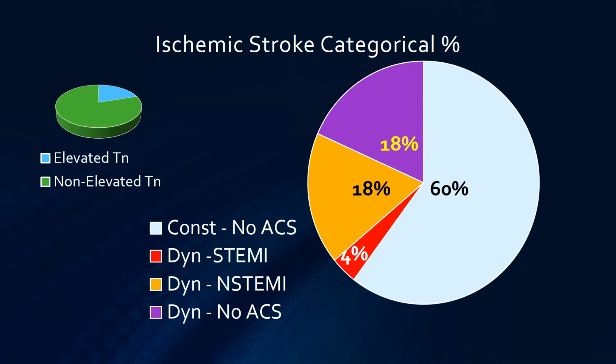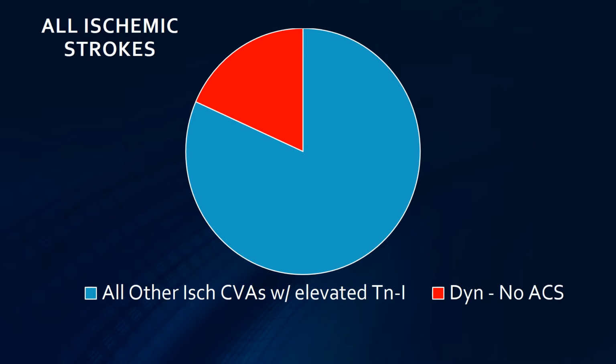This 18% is also consistent with a meta-analysis of 15 studies involving close to 3,000 patients that was found in Clinical Cardiology in 2009. And so they put the percentage at 18.1% of patients that present with ischemic stroke will have dynamic elevated troponins without ACS. So almost relatively identical to that of the findings of Anders.